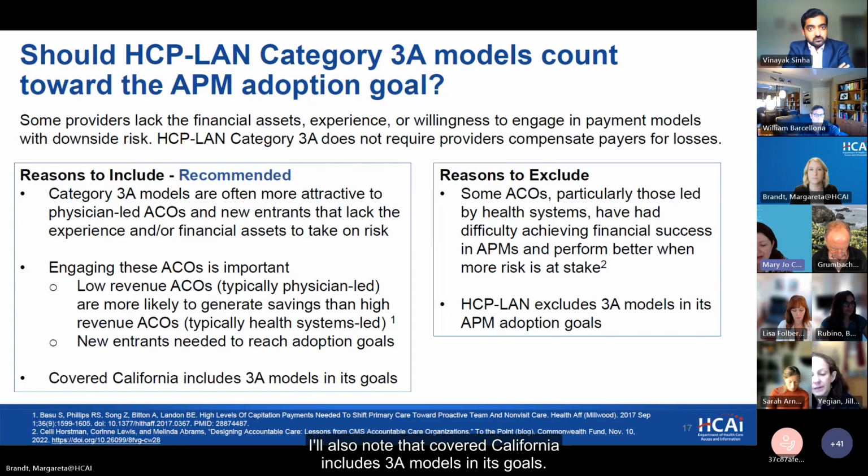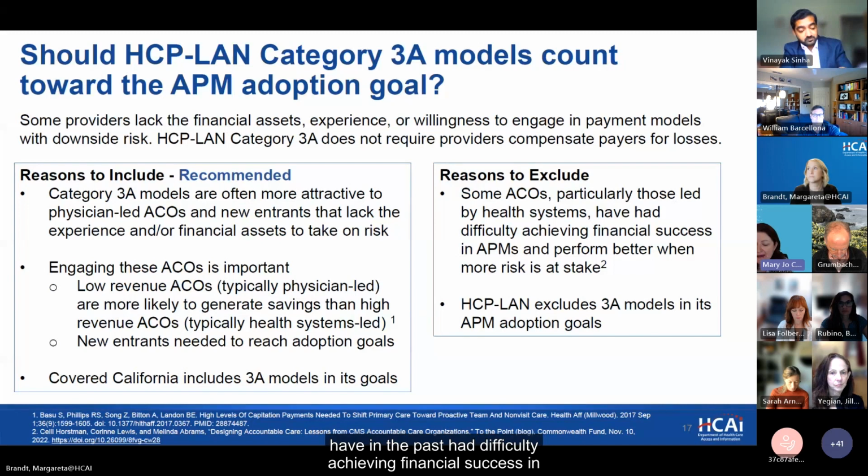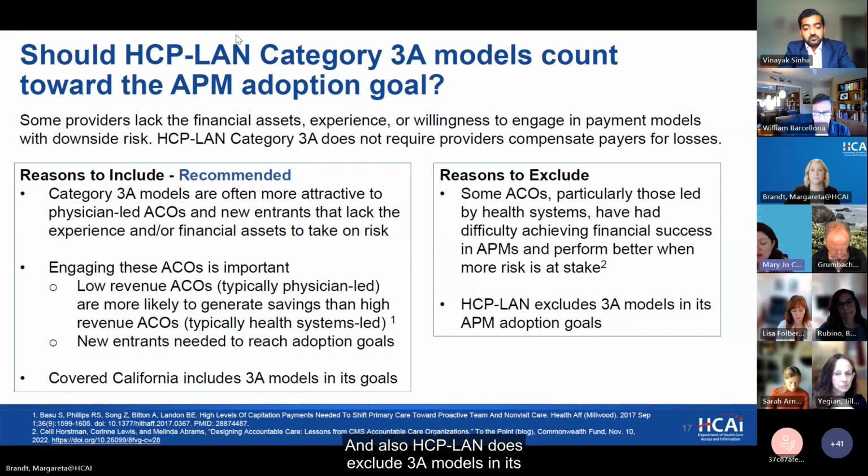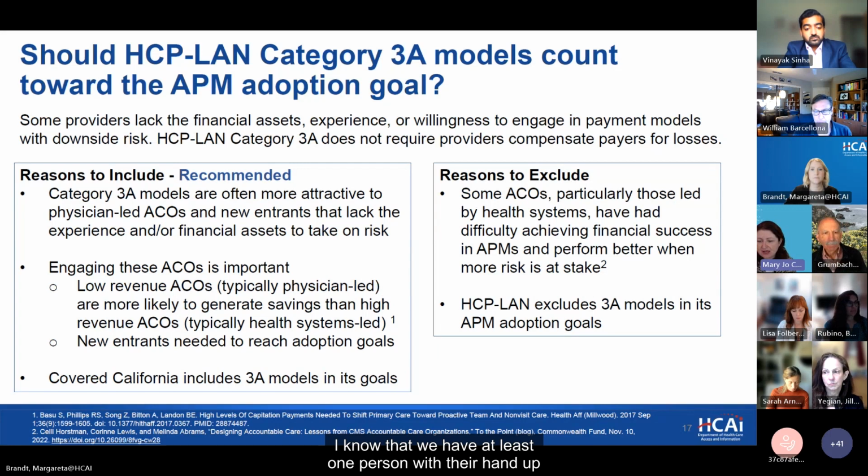I'll also note that Covered California includes 3A models in its goals. On the other hand, some ACOs, particularly those led by health systems, have in the past had difficulty achieving financial success in APMs and perform better when more risk is at stake. And also HCP LAN does exclude 3A models in its APM adoption goals. So I'm going to take a breath there and pause. I know that we have at least one person with their hand up. Looks like Mohit.